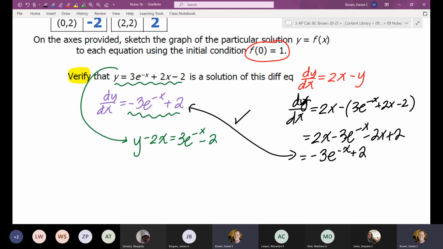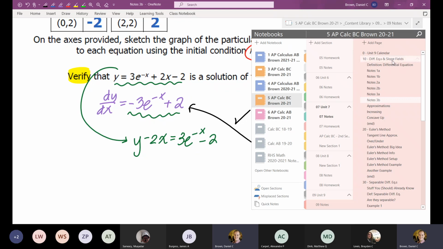Any other questions on slope fields part 1? All right, let's look at slope fields part 2 then. What time is it? We're good.